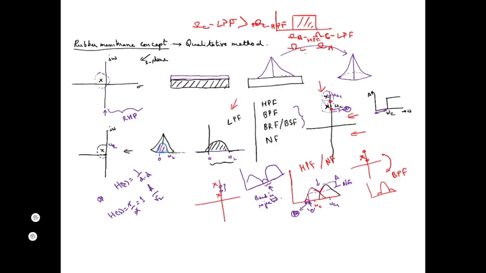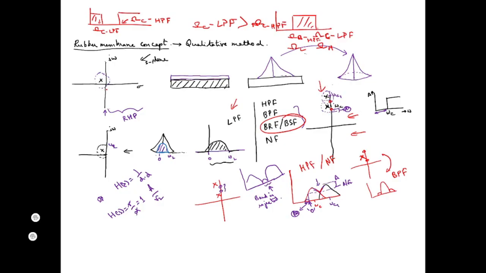In the case of designing a band pass filter... Similarly, if you have this band reject or band stop filter, you will have something like this. Here you have omega cutoff LPF, and here we will have omega cutoff HPF. Are you getting my point?